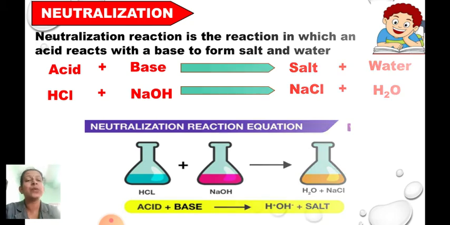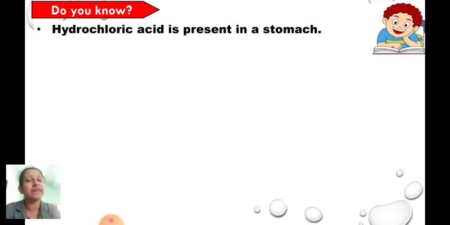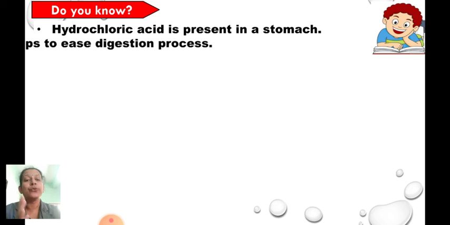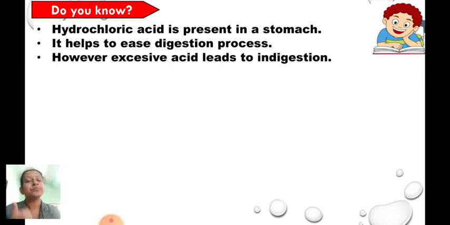Now, certain things we have to know. Do you know which acid is there in our body? In our body, hydrochloric acid is present. In our stomach, hydrochloric acid is present. Remember this, it helps in the process of digestion. And how does it help? It helps in the breakdown of proteins in the body, and therefore this HCl is helping in digestion.